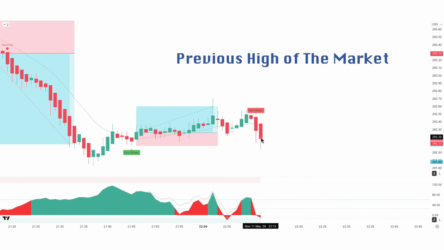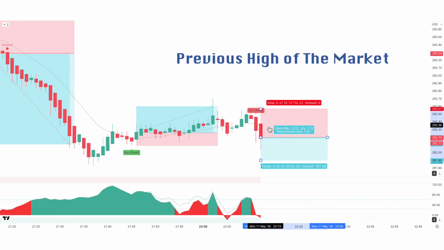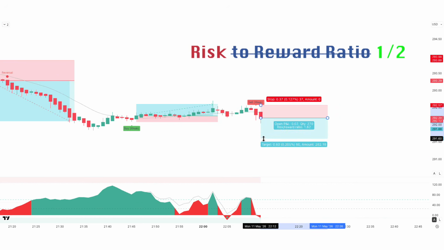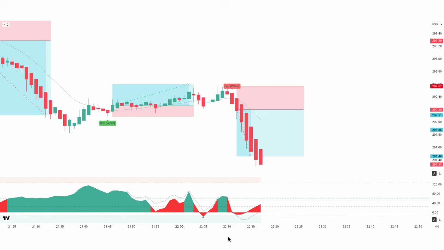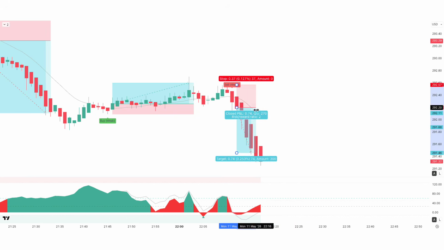Our stop loss is to be placed at the previous high of the market, and the risk to reward ratio will be 1:2. We have won the trade. Let's find the next trade.